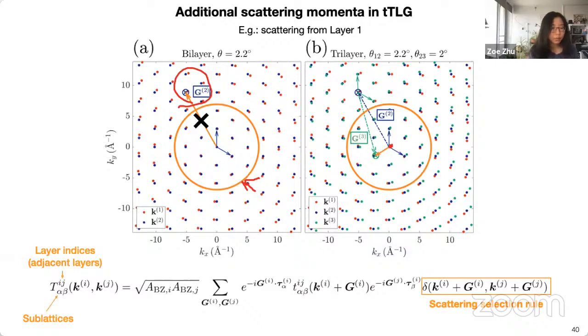So this momentum cannot be discarded anymore. And this very simple analysis shows us there is an infinite number of degrees of freedom within a finite cutoff. And so our solution is, instead of just constraining the scattering momentum, or the sum of these two vectors, we also constrain the magnitude of the individual G vectors.